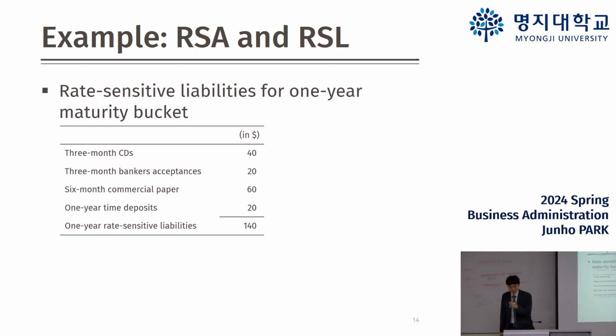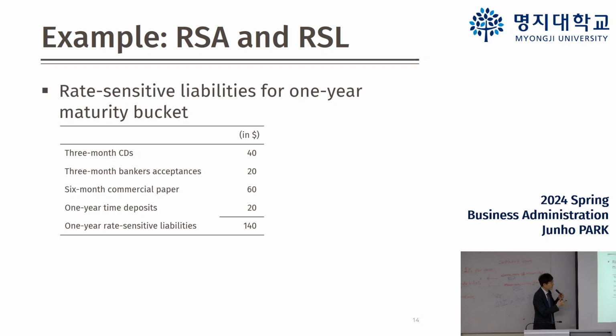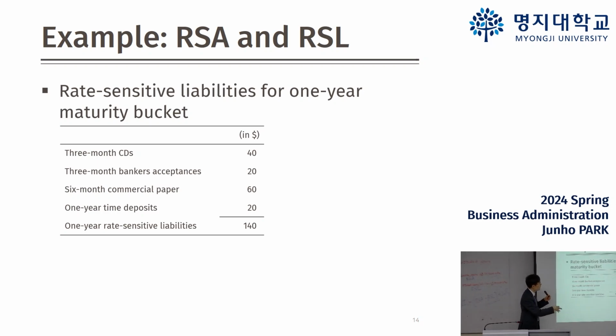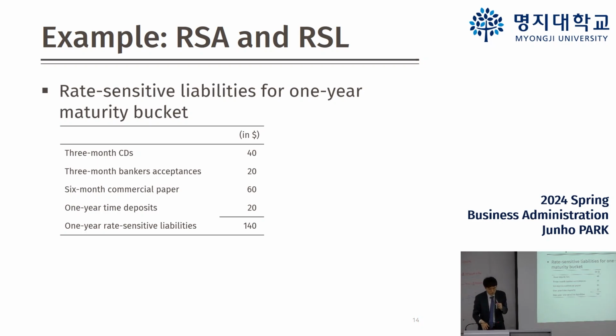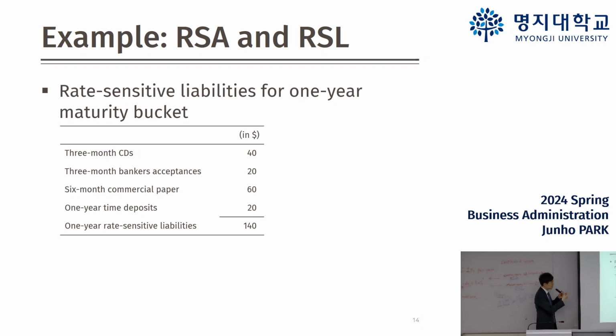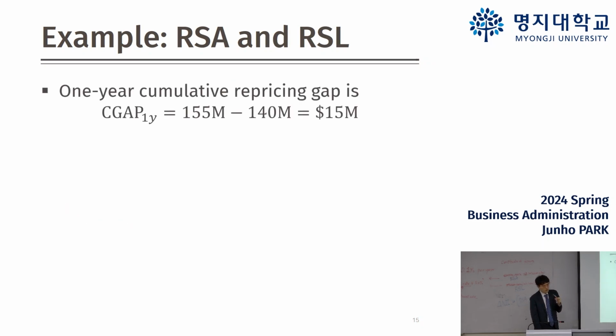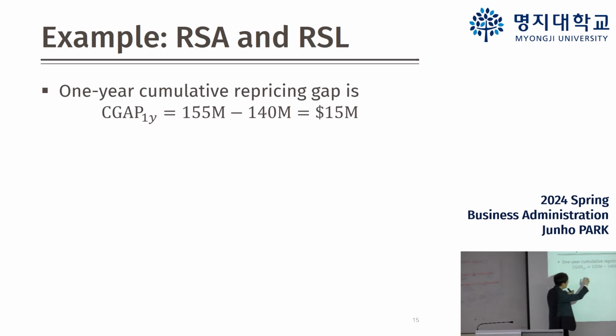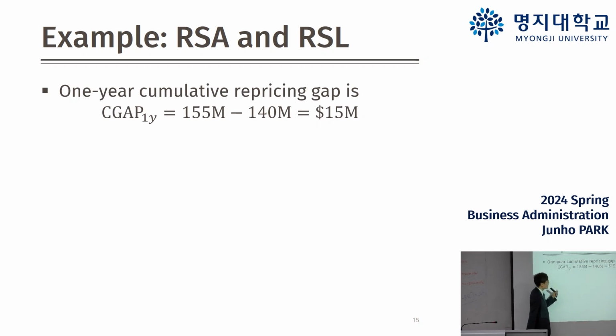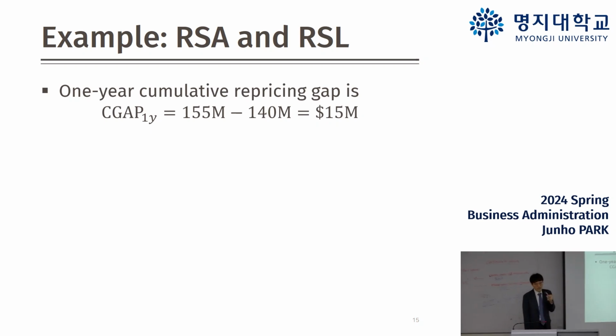So as you can see, for the calculation of rate sensitive assets and rate sensitive liabilities, you need to know what these items are, and also you need to check whether the maturity is longer or shorter than your bucket. And then you can get the exact amount of rate sensitive liabilities and assets. So here the 1 year cumulative gap is the rate sensitive assets of 155 minus rate sensitive liabilities of 140. So this is 15.